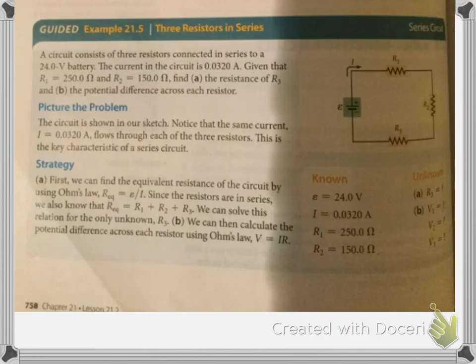All right, so our first example is on page 758, and it says a circuit consists of 3 resistors connected in series. So they have a picture of that right here. This is a series circuit. Current's going to flow through this resistor, then this one, and over to the negative side of the terminal. It's a 24-volt battery, so that's your electromotive force.